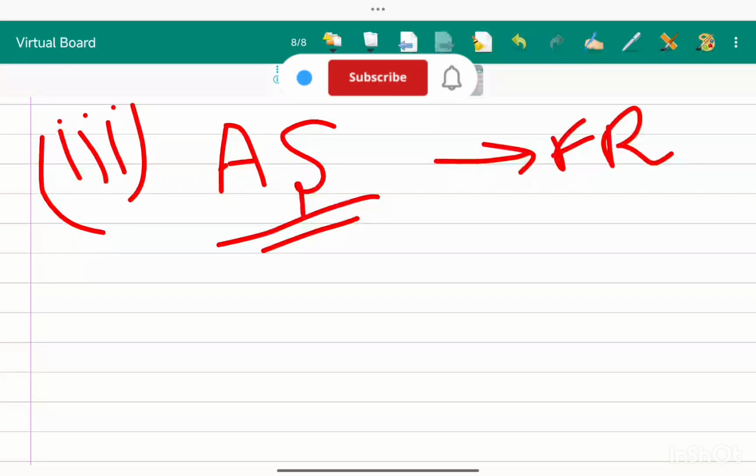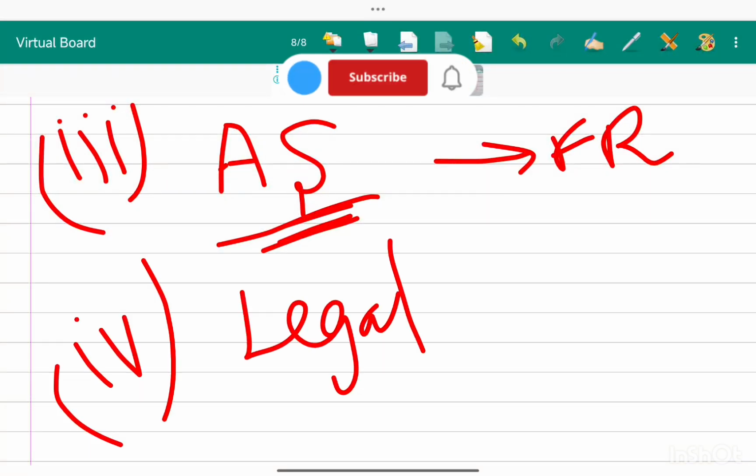First one, changes in industry regulations. Here, changes in accounting standards. Next is relevant changes in the legal environment affecting the entity. Fourth point is changes in the legal environment. Based on the changes, we have to do reporting based on the changes.